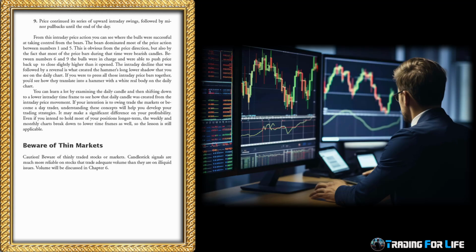Beware of thin markets. Caution: beware of thinly traded stocks or markets. Candlestick signals are much more reliable on stocks that trade adequate volume than they are on illiquid issues. Volume will be discussed in Chapter 6.